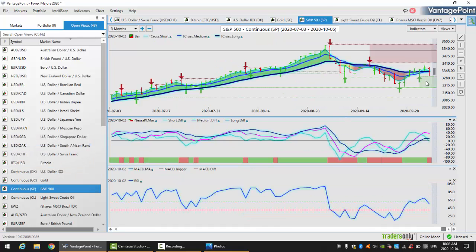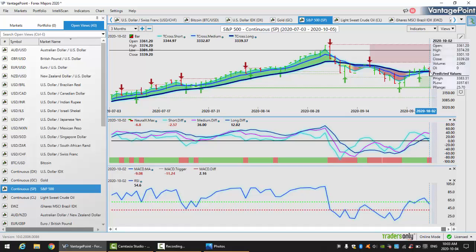Now, when we look at the S&P 500, obviously on that dollar weakness, the S&P 500 is extended higher on the exact same signal. Looking at the medium term, crossing the long-term predicted difference with the neural index turning green. But again, we're struggling around this critical level, this T-cross long, which is 33.39.